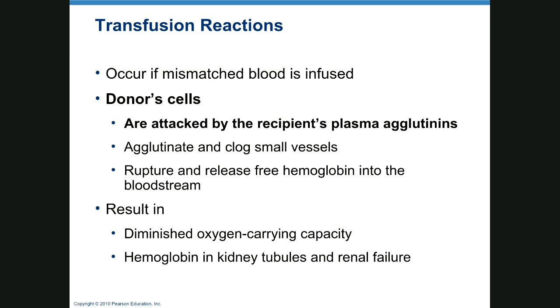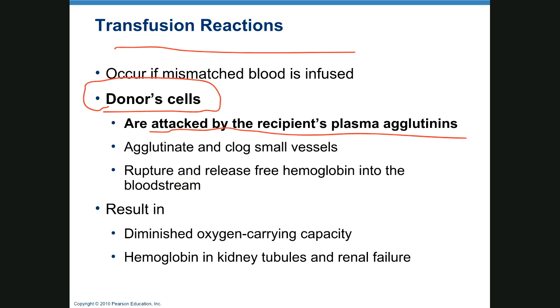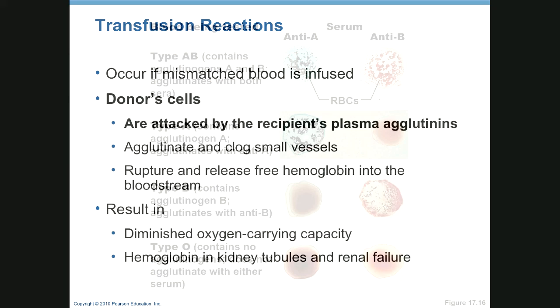Okay, so the transfusion reactions, it's the donor cells you're worried about. You don't want the donor cells attacked by the recipient's antibodies or agglutinins. If you do, they're going to agglutinate or stick together. They're going to clog small vascular vessels, carrying capacity being reduced, and they're going to destroy kidney tubules and therefore the kidneys.